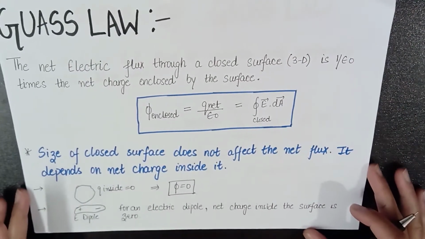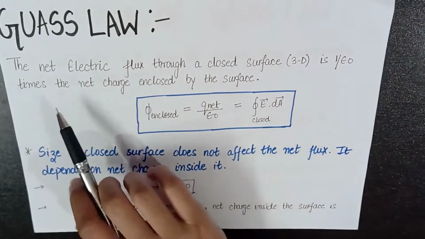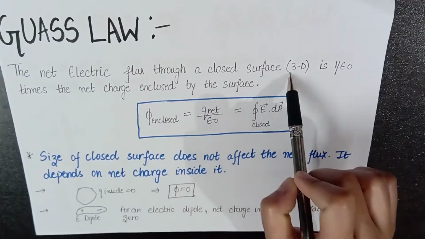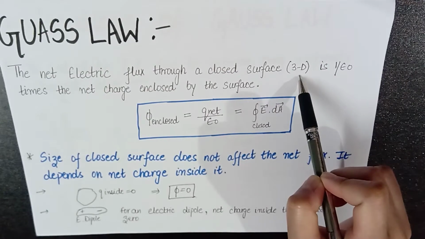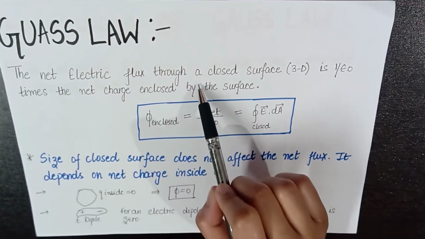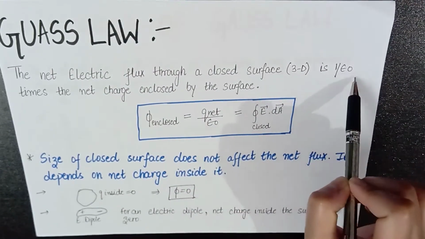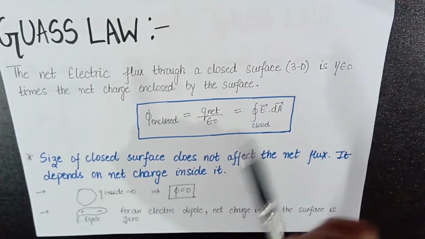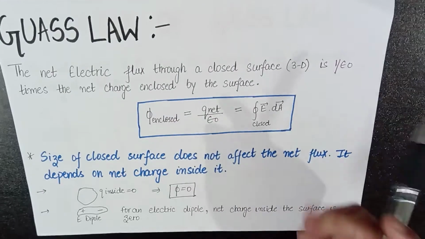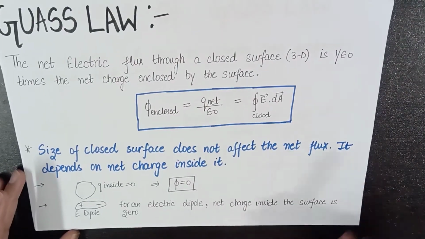So what is Gauss law? Gauss law क्या कहता है? The net electric flux through a closed surface. If you are considering any closed surface, that is a 3D surface, then the net electric flux through that surface is 1 upon epsilon naught times the net charge enclosed by that surface. So phi enclosed is equal to Q net upon epsilon naught.